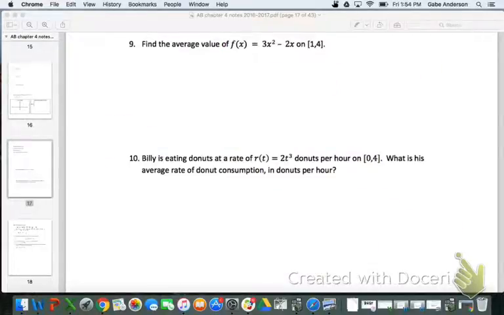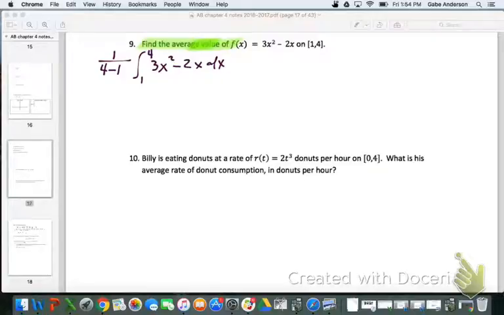All right, so let's see how this goes for everybody. The setup should look like this: 1 over 4 minus 1 times the integral from 1 to 4 of 3x squared minus 2x dx. What tells you that you should be doing a setup like that is this phrase here: find the average value of f of x. This formula generates that type of an answer.